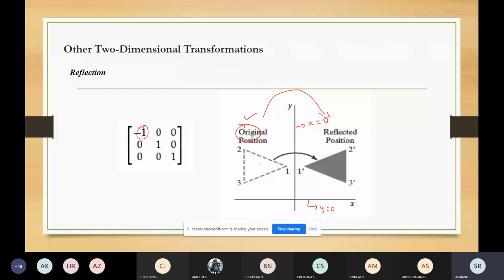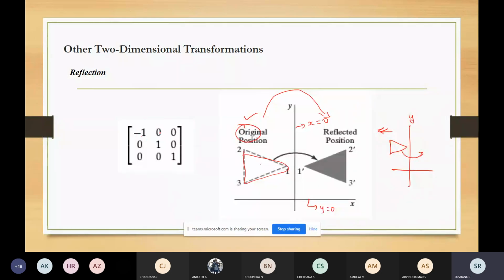So on x is equal to 0, if you want to get the reflected position of this original object, you just need to change the sign. This object is on the left side of the y-axis. If you want to get the reflection of this, the corresponding matrix will be -1, 0, 1 like this.